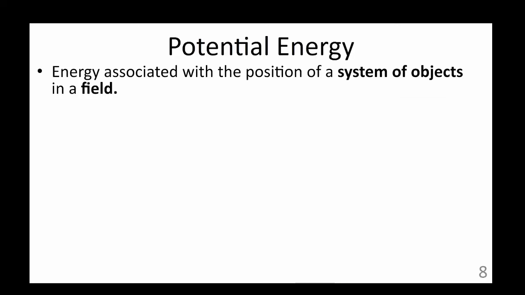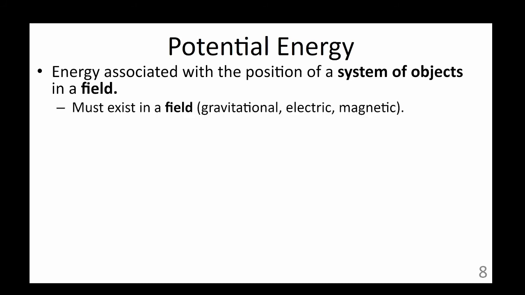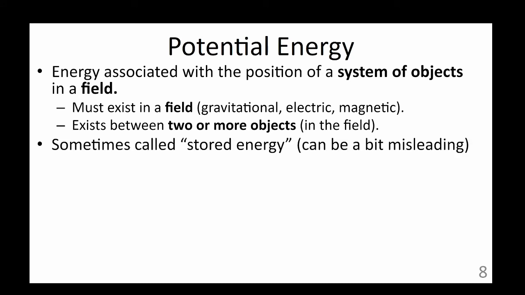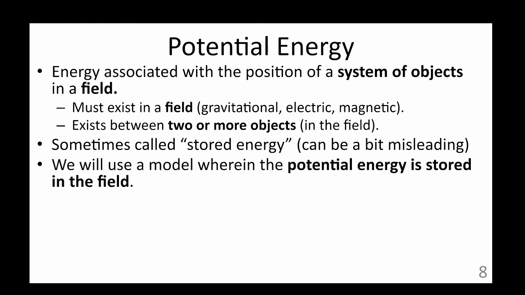Potential energy is the energy associated with the position of a system of objects in a field. But what does that really mean? Well, potential energy exists between objects in a field, whether it be gravitational, electric, or magnetic. At the same time, potential energy exists between two or more objects in the field. Sometimes we call this stored energy, but this can be a bit misleading. So, potential energy is a property of a system of objects, and it is wrong to say that an object, such as a ball, has potential energy, despite that's how it's commonly said.